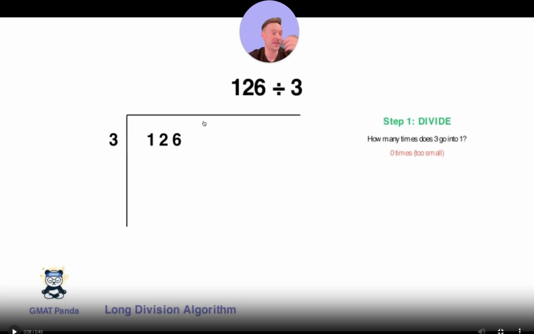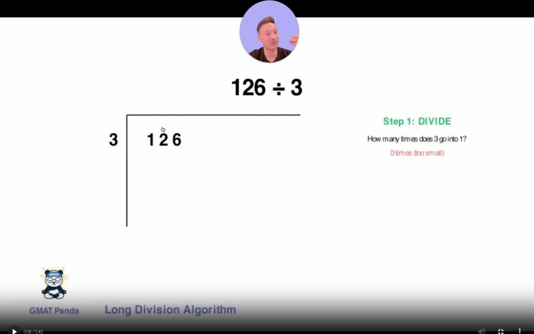So one way of laying this out is you write the 126 below this horizontal bar, and then you write the 3 on the left, and you separate the 2 with a vertical bar like this. Okay, and then we're going to follow a step-by-step method, which we're going to recap at the end. But the first thing we want to do is we take the 3 and we try and divide the first digit in this number here. So in this case, 1, we try to divide it by 3.